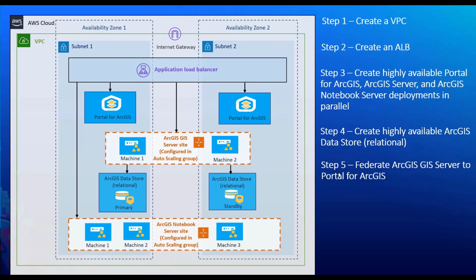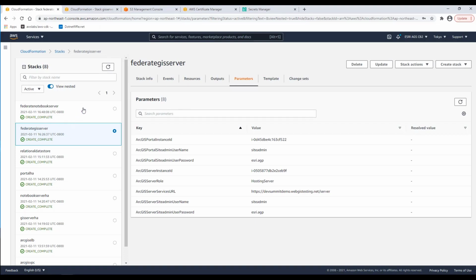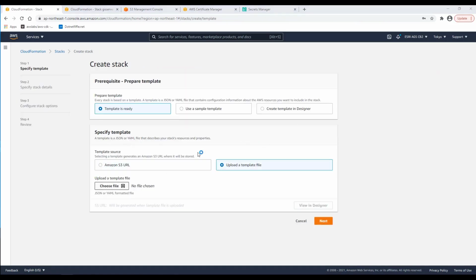Now the remaining steps are to federate this ArcGIS Server into Portal for ArcGIS as a hosting server, and federate this ArcGIS Notebook Server into Portal for ArcGIS as a notebook server. To achieve this federation operation, I have used a federate server stack. Let me quickly show you those stacks. This is my federate GIS server stack with these input parameters, and this is my federate notebook server stack. Let me quickly show you how the federate stacks work.